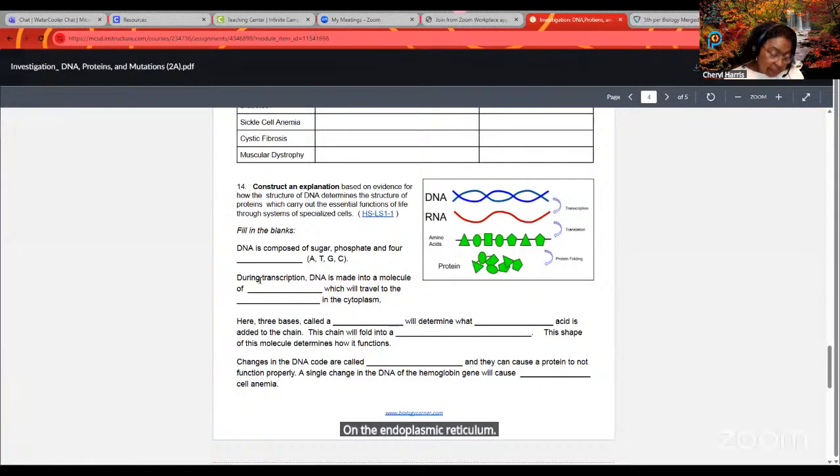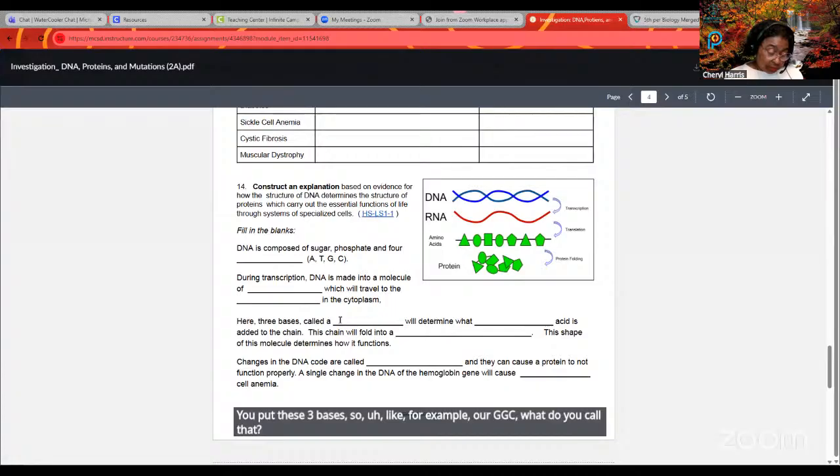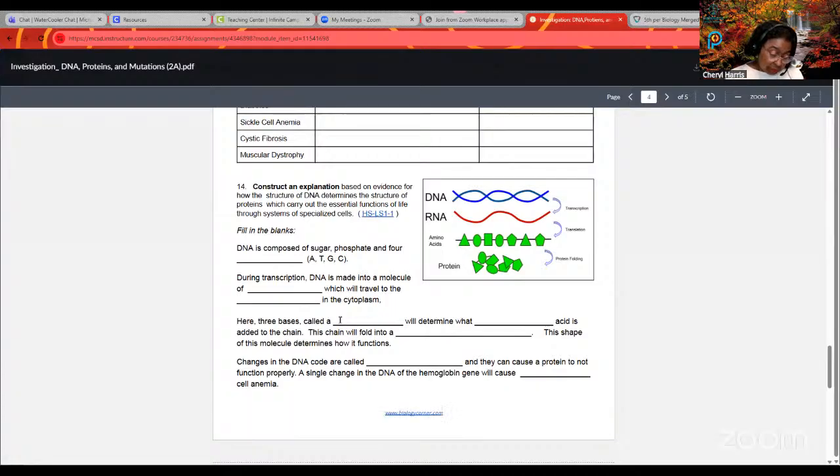Here are three bases called a what? Starts with a C. You put these three bases together, so for example, our GGC, what do you call that?